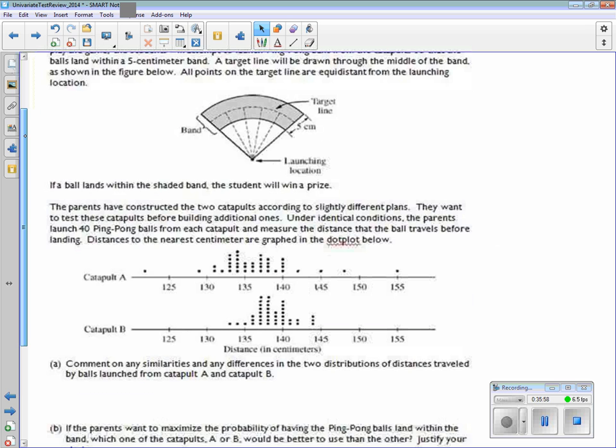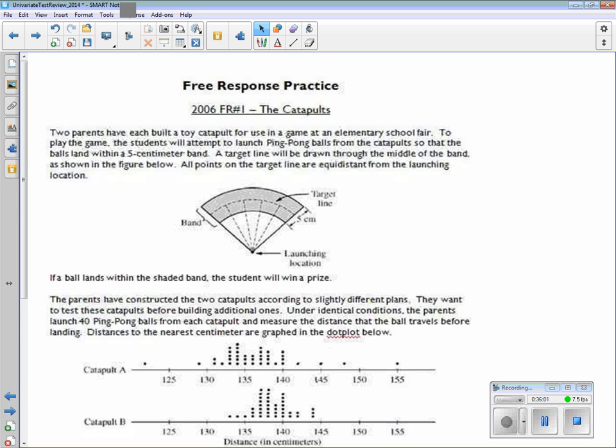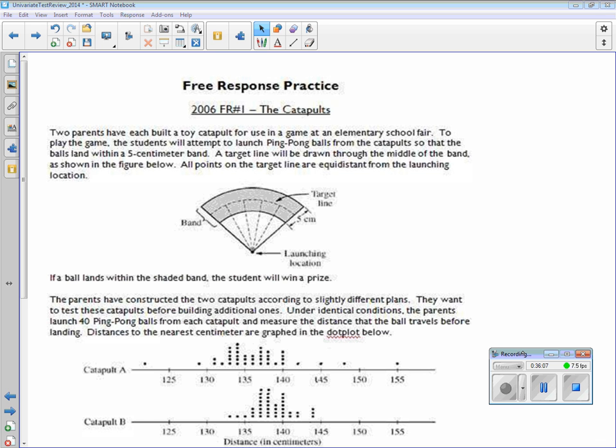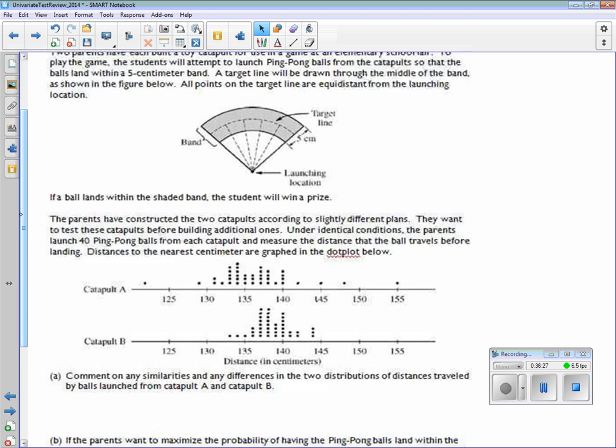Okay. So I'll let you read until we get to the 2 dot plots. Notice what you see, 2 dot plots again. Read for just a second. Half the battle is just reading this and figuring out, what are they telling me? Basically, you have a launching location, and you're taking this catapult and slinging ping pong balls, and it has to land in this target area. That's really all that picture's telling you.